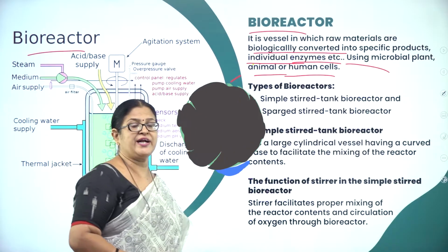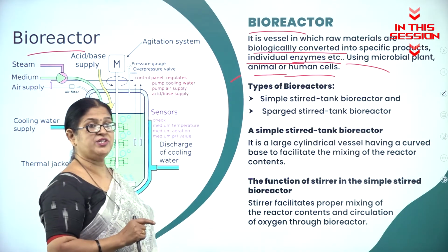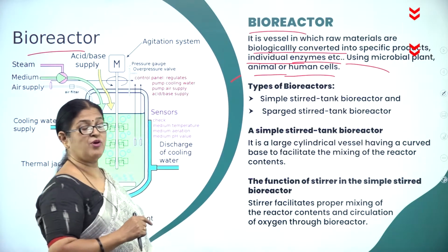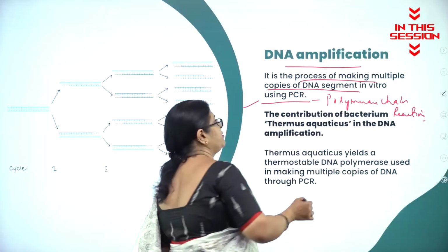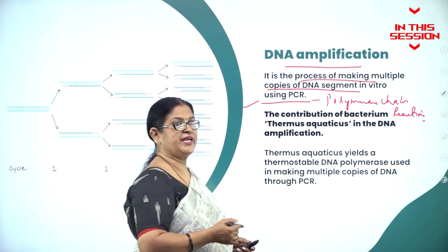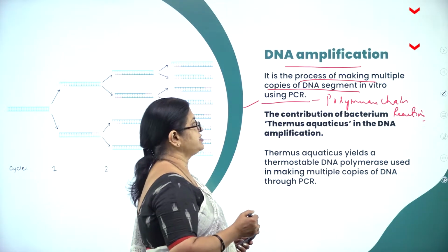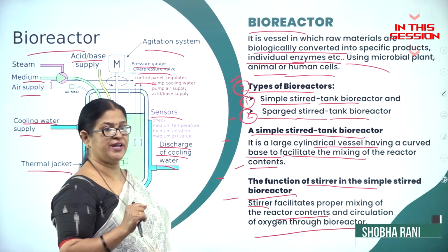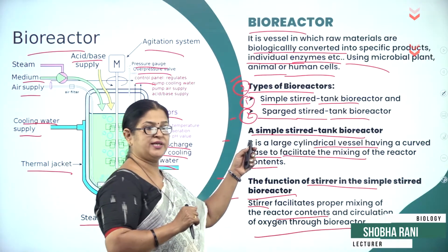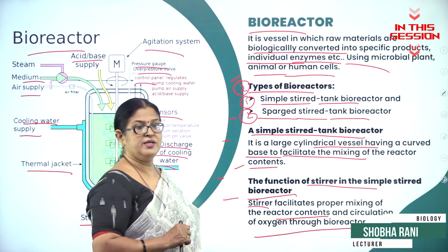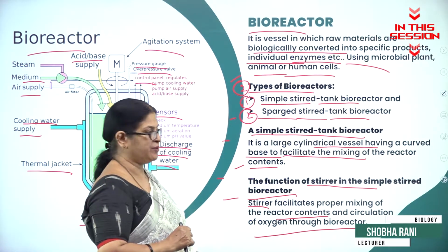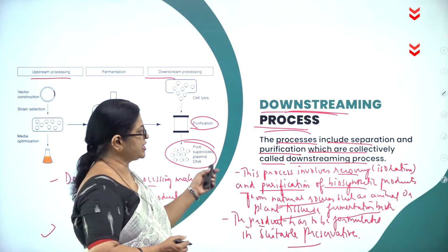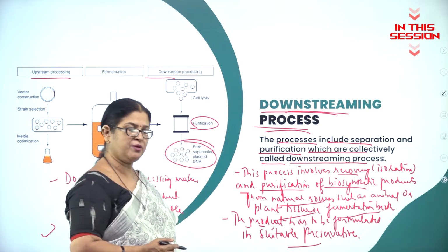So what is a bioreactor? It is a vessel in which raw materials are biologically converted, hence the name bioreactor. DNA amplification is a process of making multiple copies of a DNA segment in vitro using PCR. There are two types of bioreactors: one is called the simple stirred tank bioreactor, and the other is called the sparged stirred tank bioreactor. The processes include separation and purification, which are collectively called downstream processing.